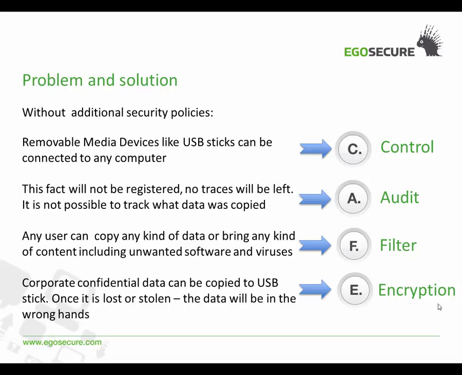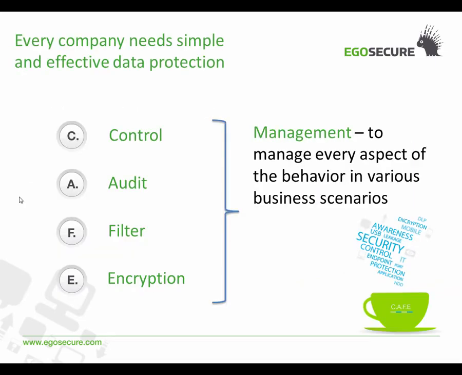If this data is encrypted, only those people who are authorized to access this data, only those people who have decryption keys, only they will be able to access this data. If this device is lost or stolen, it's just the loss of the device, but not the loss of data on these devices. I used USB stick as an example to explain how CAFE principle is working.